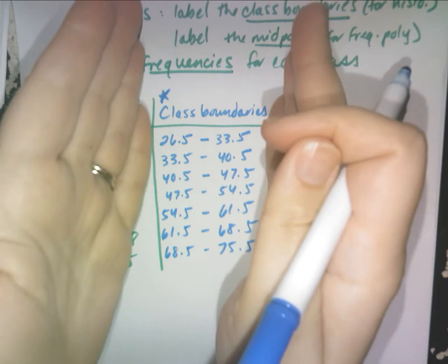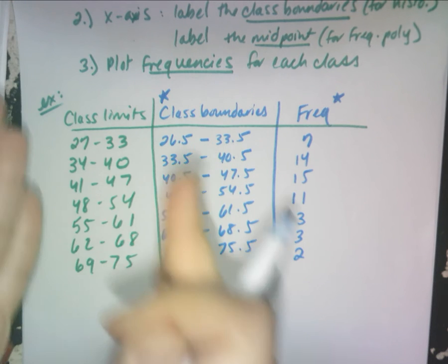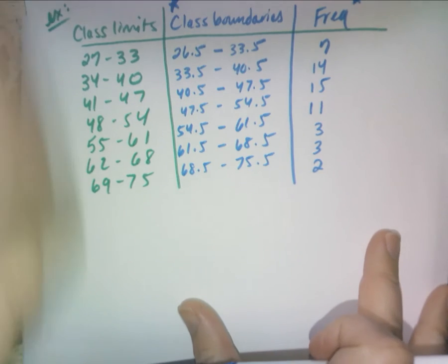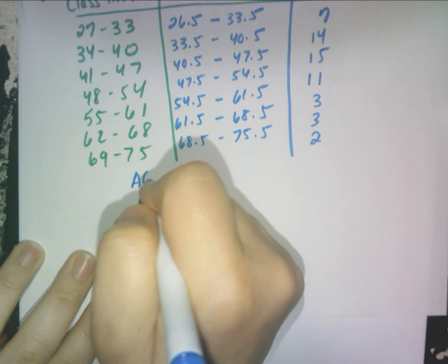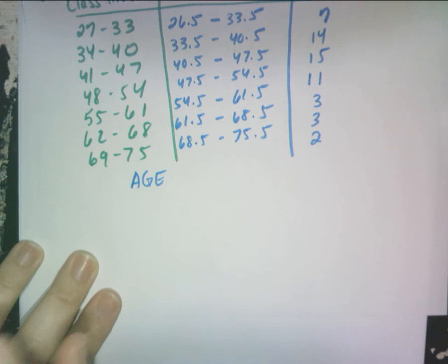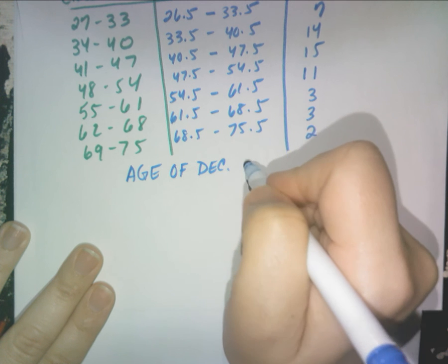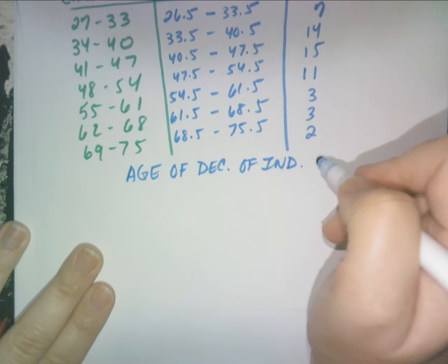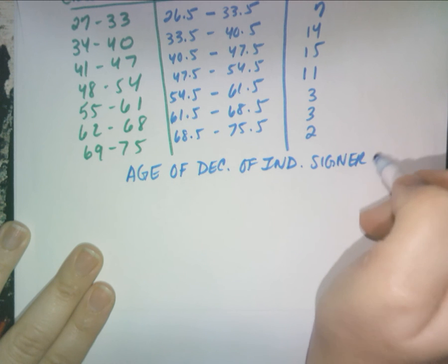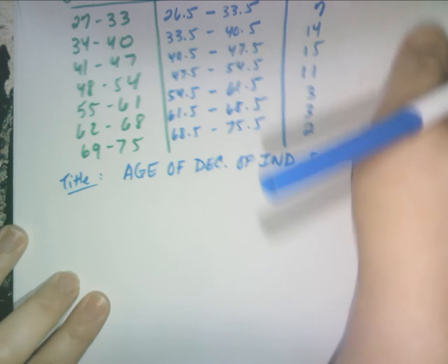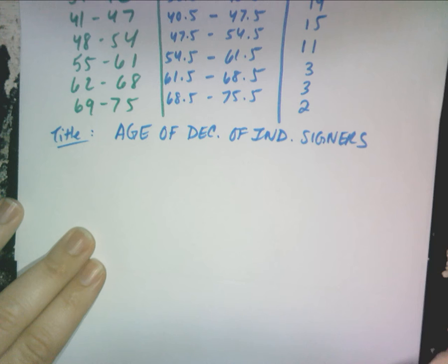We need in a histogram to plot what's called the boundaries. We don't plot the limit, even though this book will change it on us and they'll start graphing limits. But that's not what you want to do. You want to plot the boundary. So we're going to title it, because you always should title your graph so we know what we're talking about. This is the age of the Declaration of Independence signers. You always want to give it a title. Title, what does this mean? What is this talking about?